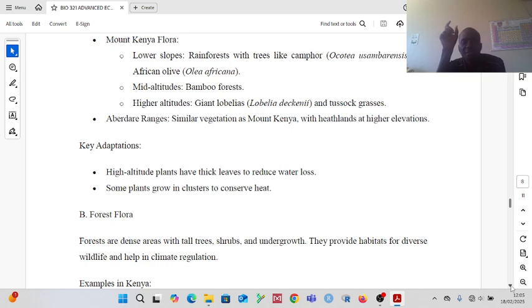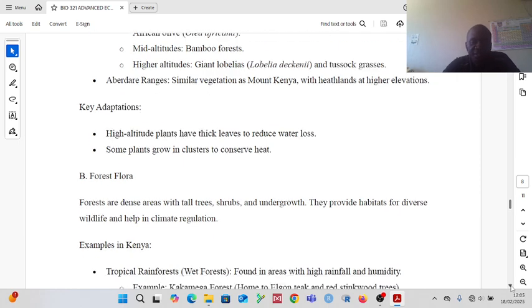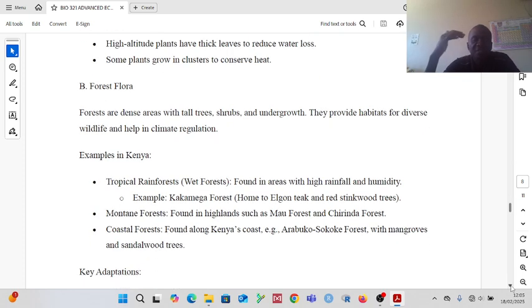So the key adaptations for the mountain flora is high altitude plants. As you go up the mountain, you find plants with thick leaves so that you can reduce water loss. Then you find some plants growing in clusters so that they can conserve heat. Within the forest, you have dense areas with tall trees, you have shrubs, you have undergrowth. And these forests will be providing habitats for diverse wildlife, and they help in climate regulation.